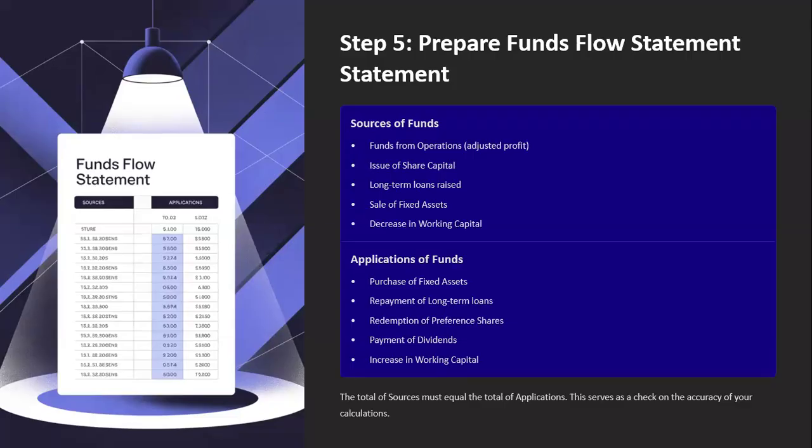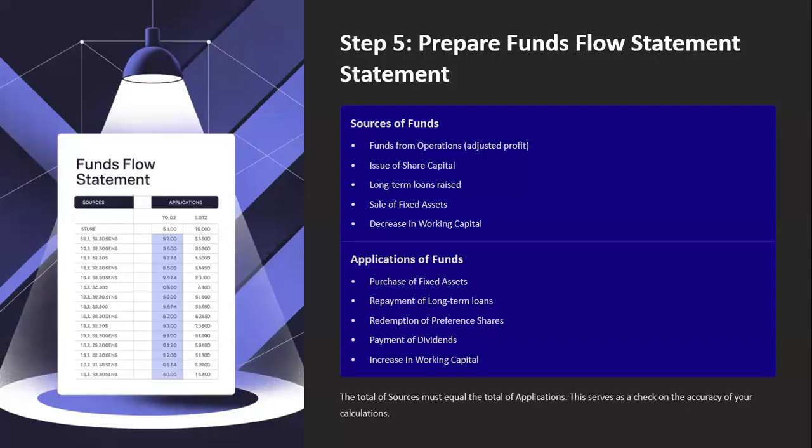Secondly, there is issue of share capital. When I issue share capital, I am receiving money, it's a source of funds. Sale of fixed asset is a source of funds. Now, the most important is decrease in working capital. What is decrease in working capital? Suppose earlier I required 100 rupees to operate my business. Now I require only 50 rupees. So when I require less money, it means I have 50 rupees extra. Now that extra will be called a source of funds.